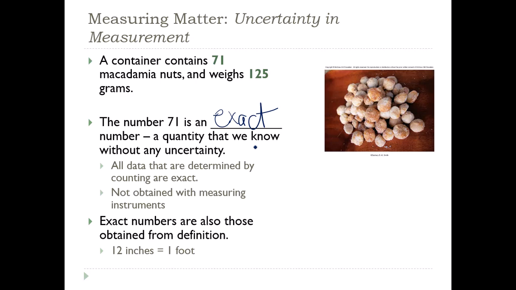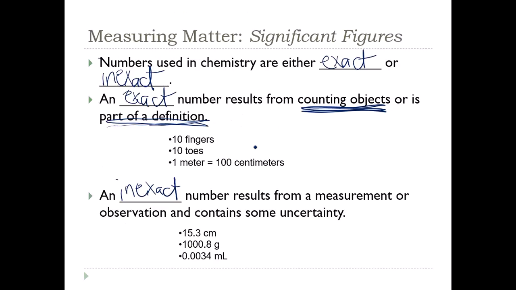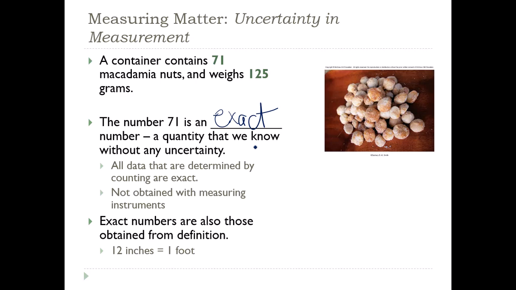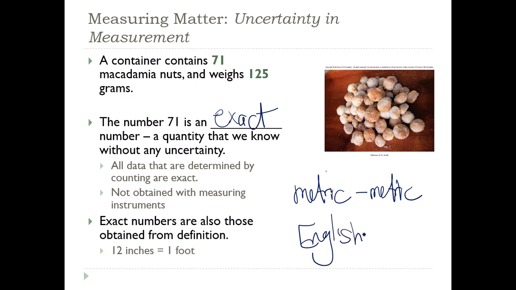Also, exact definitions, like I mentioned, meter to centimeters, but there are also exactly 12 inches in 1 foot. So I'll say this here because repetition deepens the impression. So metric to metric relationships or conversions are exact, as well as English to English are exact relationships. But going between the two, metric to English, are inexact.